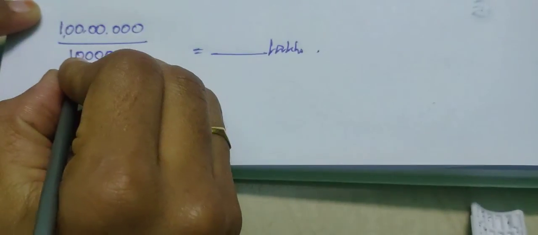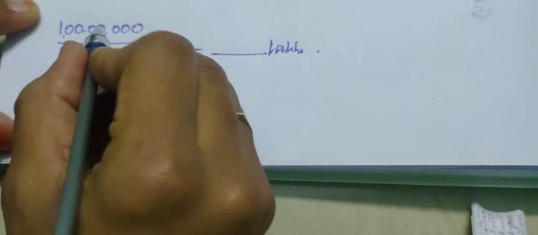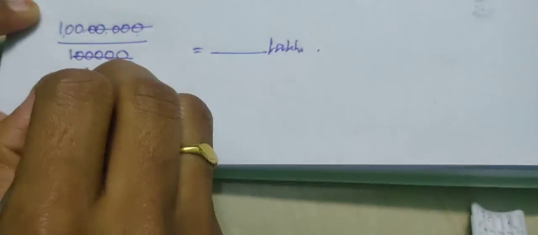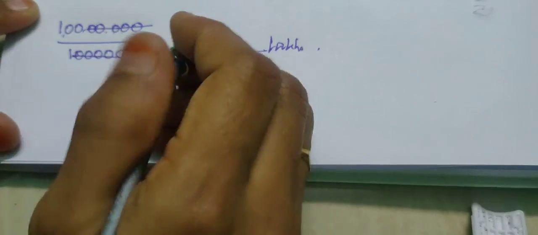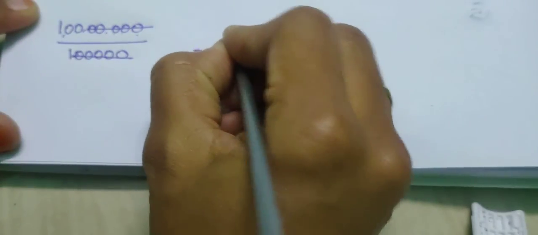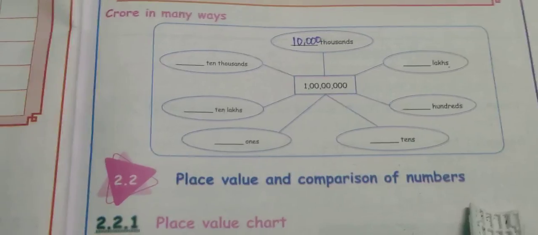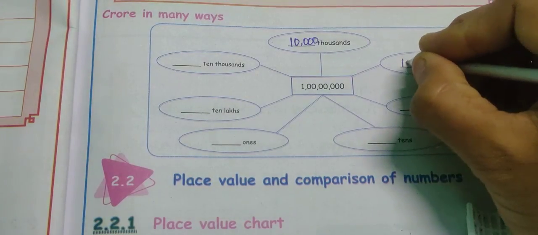How many zeros are we having? 5 zeros, right. Just strike out the 5 zeros, 1, 2, 3, 4 and 5, and here also strike out the 5 zeros, okay children. What is the answer we are having? We got 100. So 100 lakhs. In a crore we have 100 lakhs. Fill that in your book also. So 100 lakh.